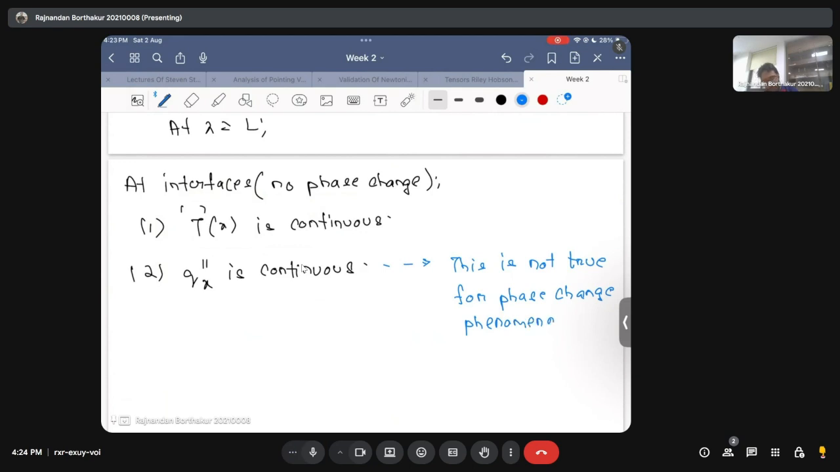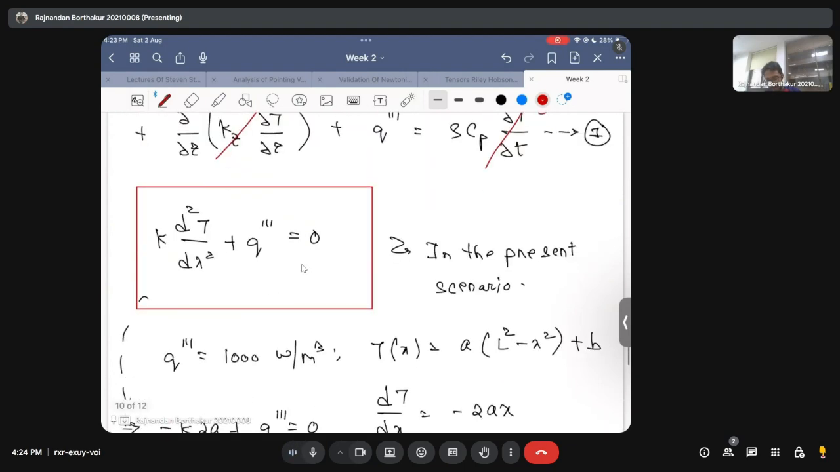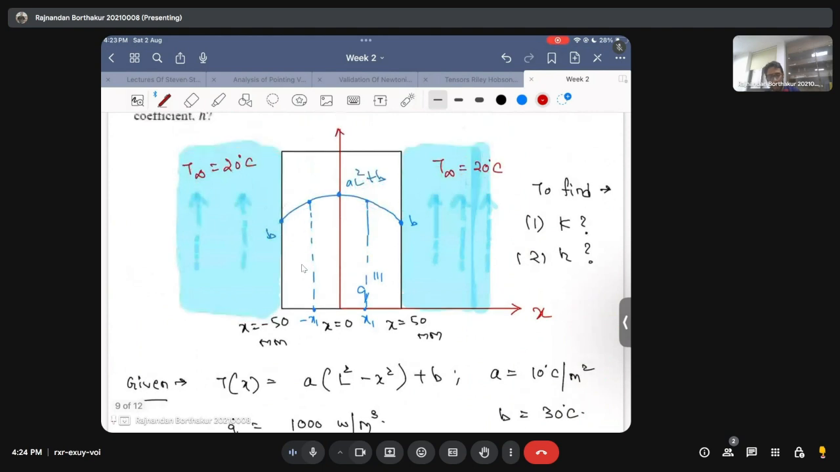Your temperature, irrespective of whether a phase change is taking place at an interface or not, will always be continuous. Since we are not dealing with phase change as of now, these two observations will hold good. Now, in order to evaluate H, you need to look very carefully at these fluxes.